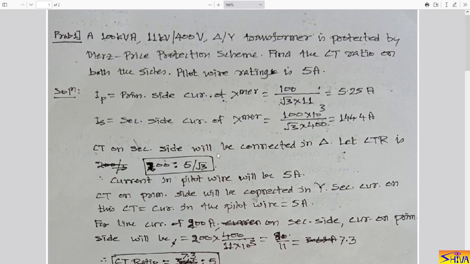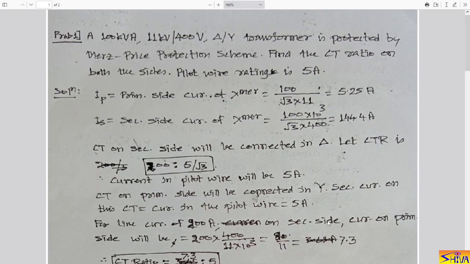So in case of delta connection, line current is root 3 times phase current. So if phase current is 5 by root 3, line current will be 5 ampere. So it should not exceed 5 ampere because pilot wire rating is 5 ampere. So we are selecting CT ratio on the secondary side which is connected in delta as 200 is to 5 by root 3. Now current in pilot wire will be 5 ampere. So this 5 ampere current is coming to the secondary of CT connected on primary side of the transformer.